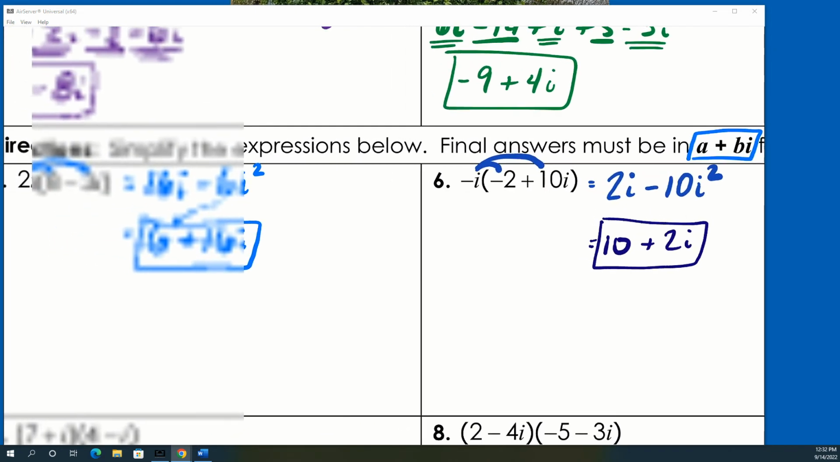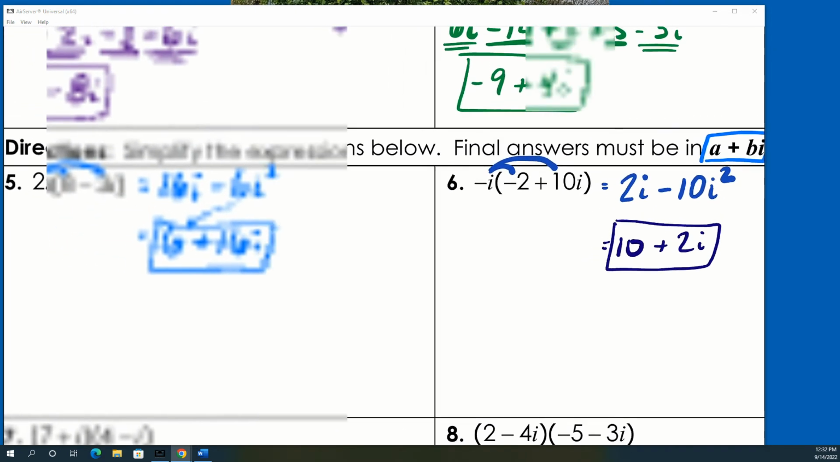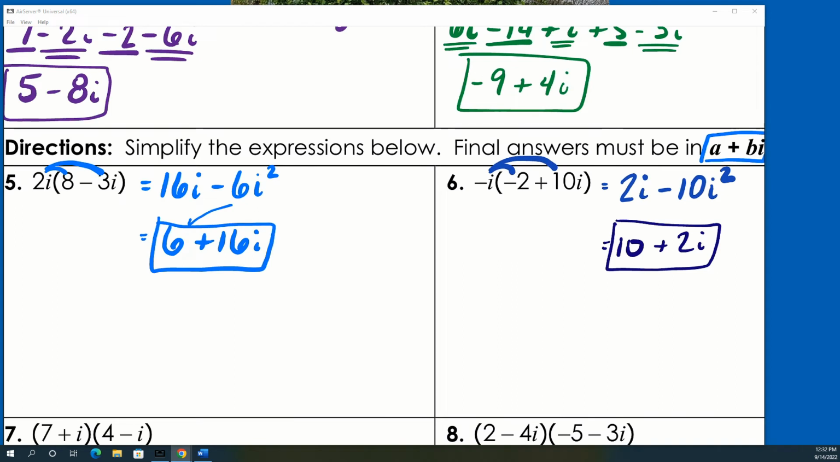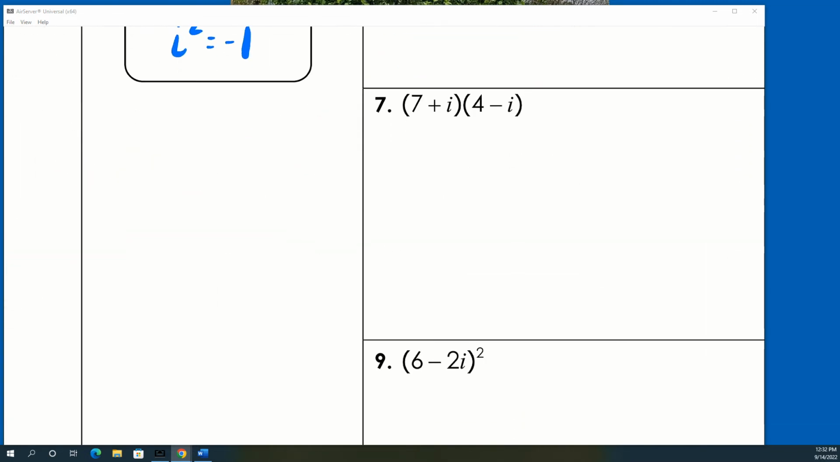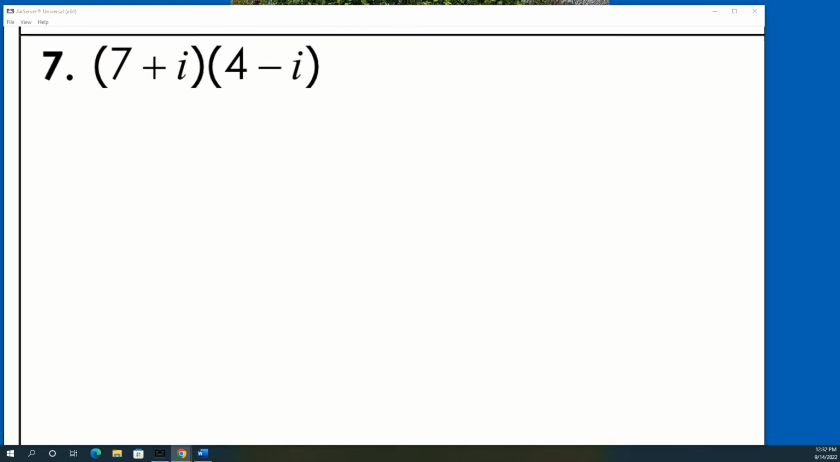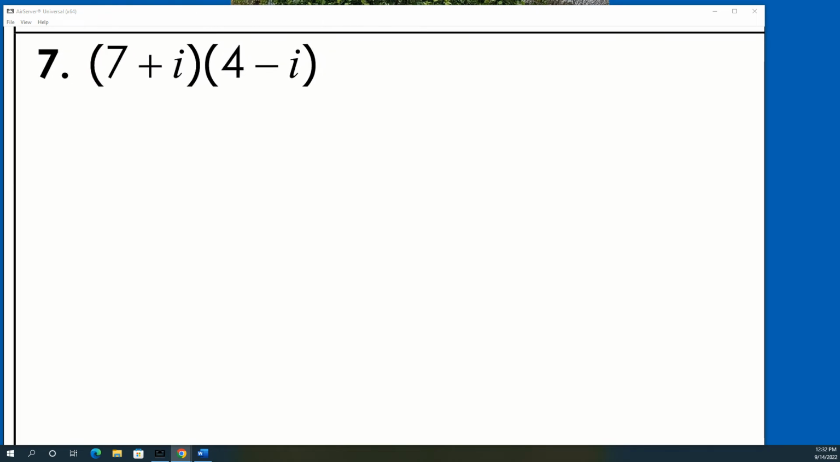All right. So what questions do you guys have? Sorry. What questions do you guys have about those two? Because you kind of need to understand those before we move on to the next. Okay. These two, they're going to be very similar, but you're going to have to do double distributive.